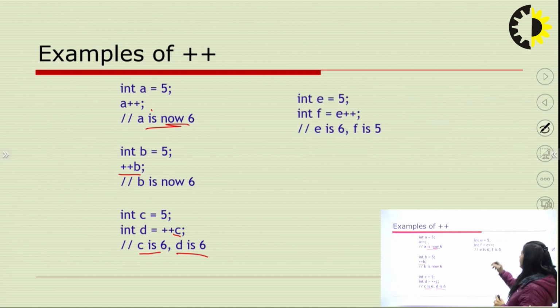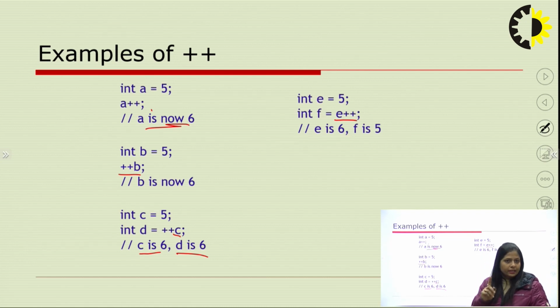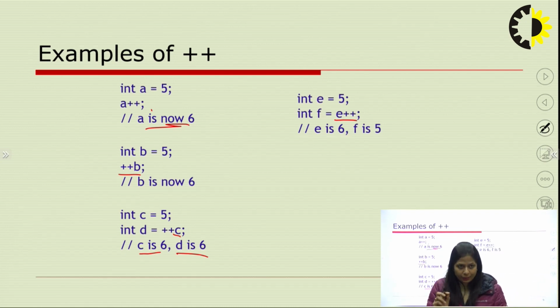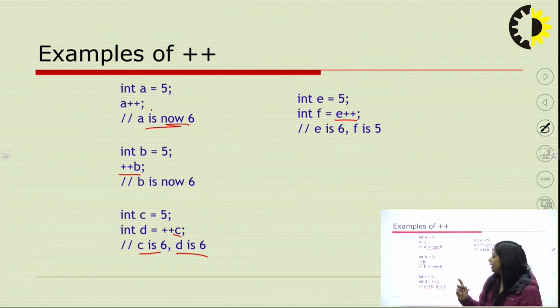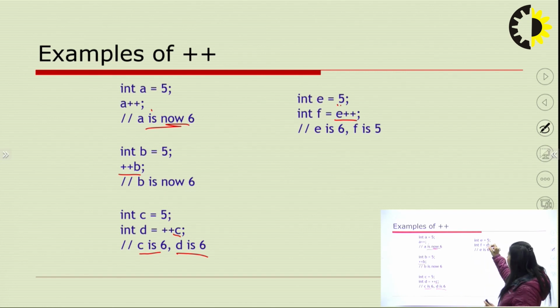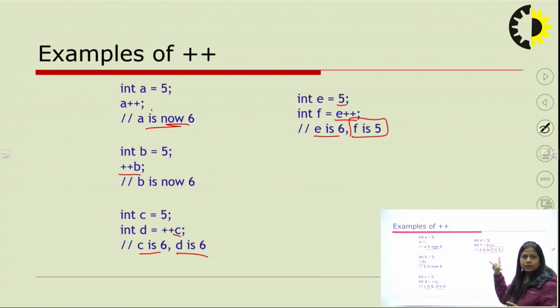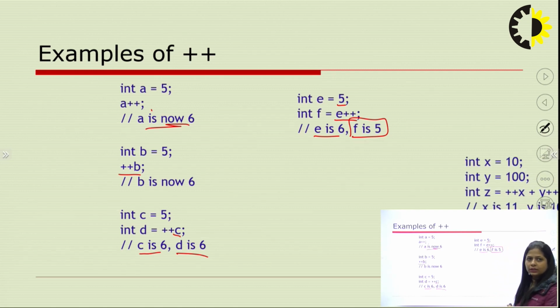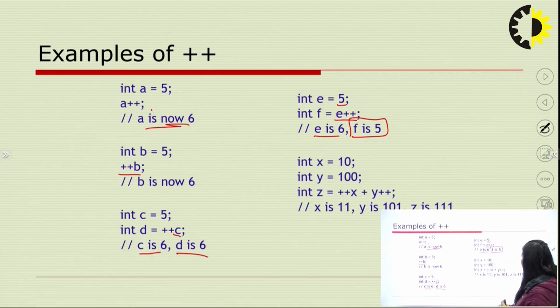Okay. e is equal to 5, f is equal to e plus plus. First use the current value of the variable, then increment. So what is the current value of e? That is 5. So f is 5, and now e incremented by 1 becomes 6. Right. So these are the examples of the increment operator.